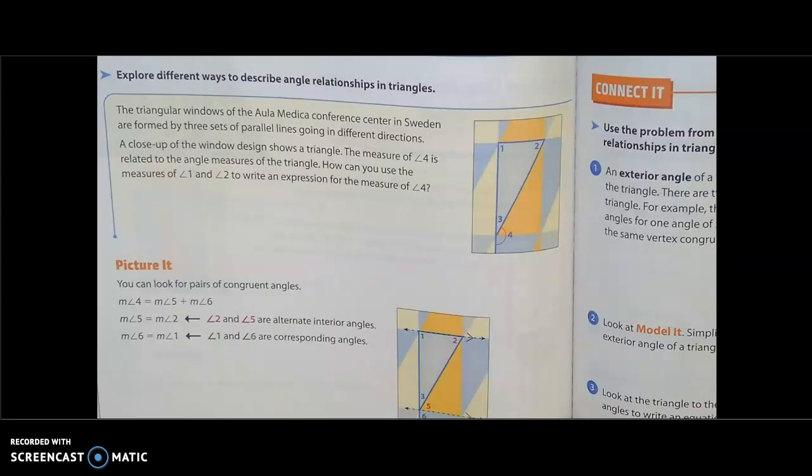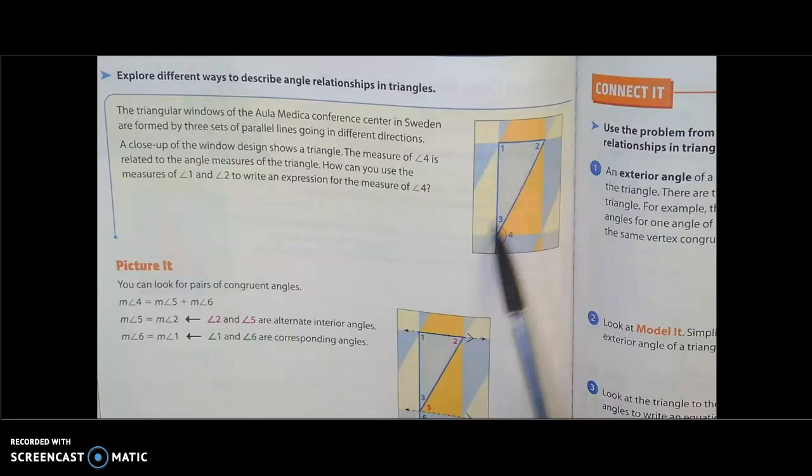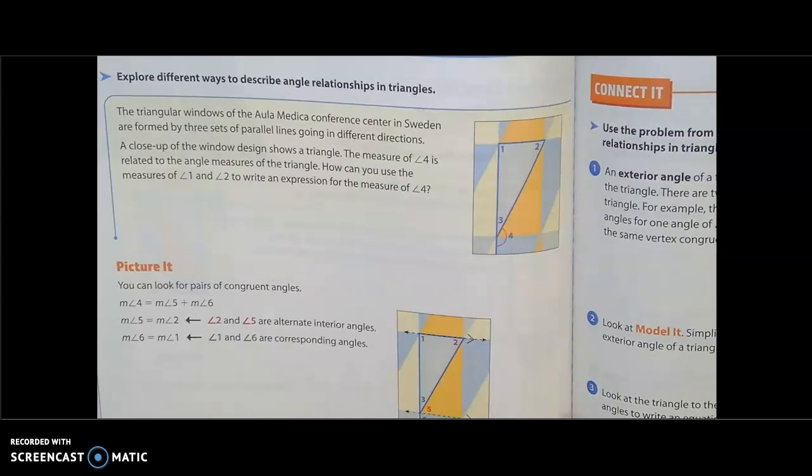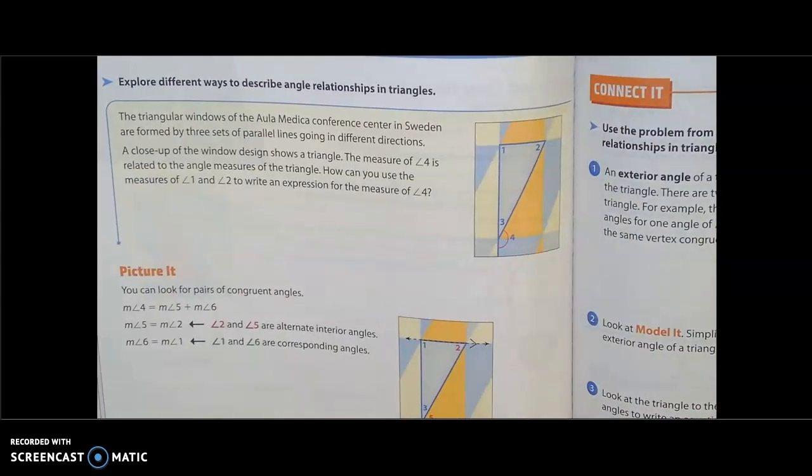by three sets of parallel lines going in different directions. So we have 1, 2, 3, right? There are lots of parallel lines going on because I've got these parallel lines, we've got those parallel lines, and we've got these parallel lines. That's what we've got going on.